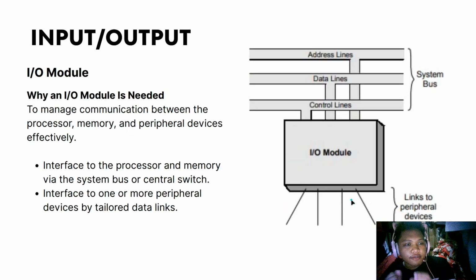So why is an IO module needed, no? It is to manage communication between the processor, memory, and peripheral devices effectively. It is basically an interface to the processor and memory via the system bus or central switch, and it also interfaces to one or more peripheral devices by tailored data links. So here is the diagram.